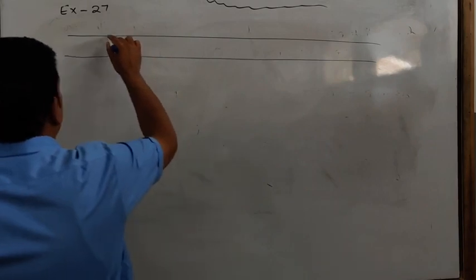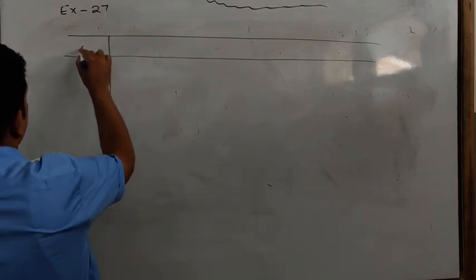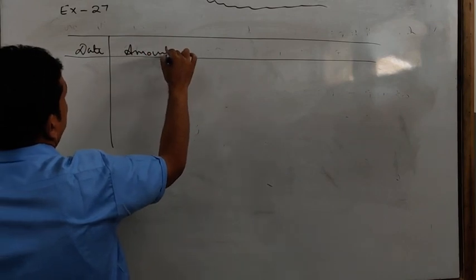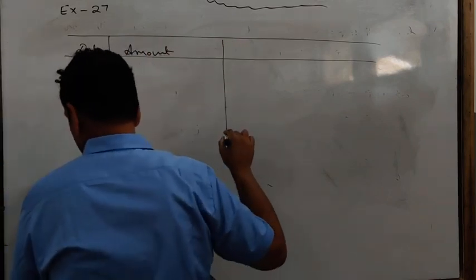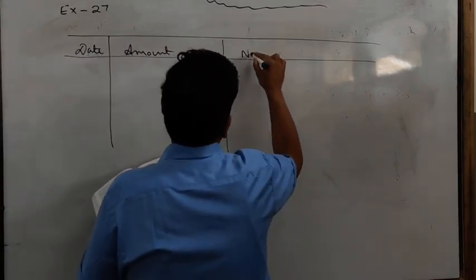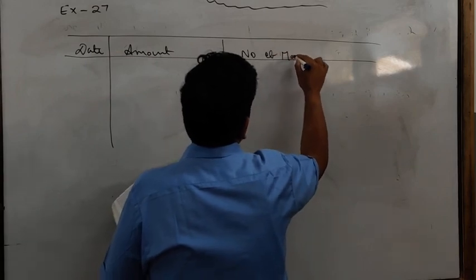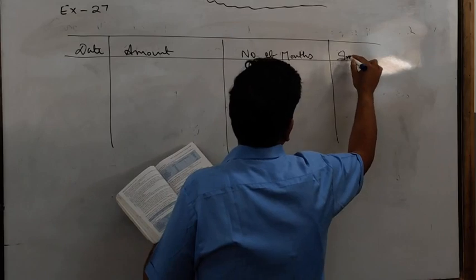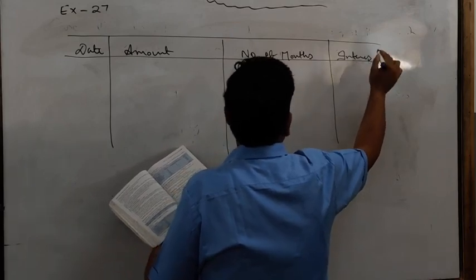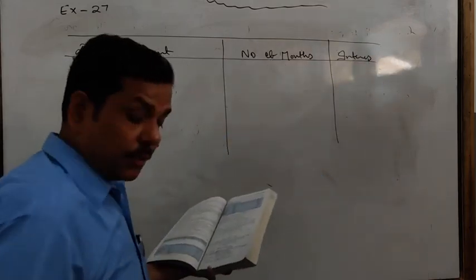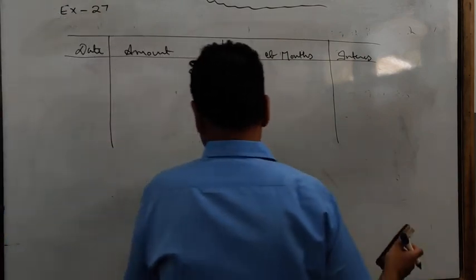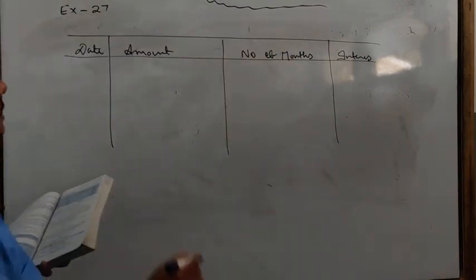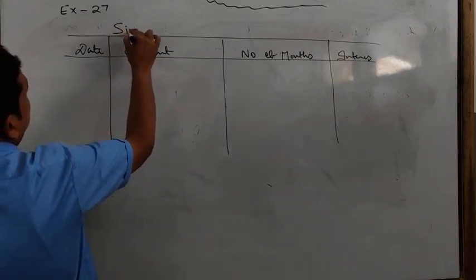Four columns are here, that is all. Date, then amount, number of months up to which money remain outside your business, and interest. So, product. Okay, first we are solving it with the simple method.